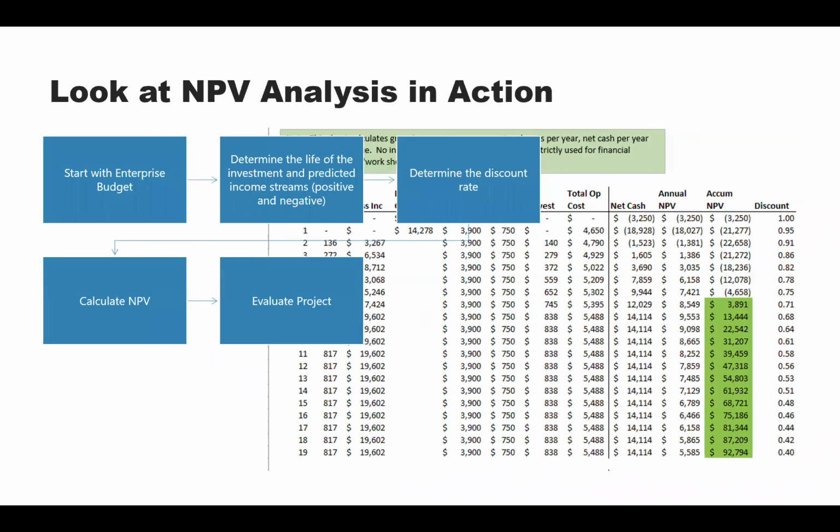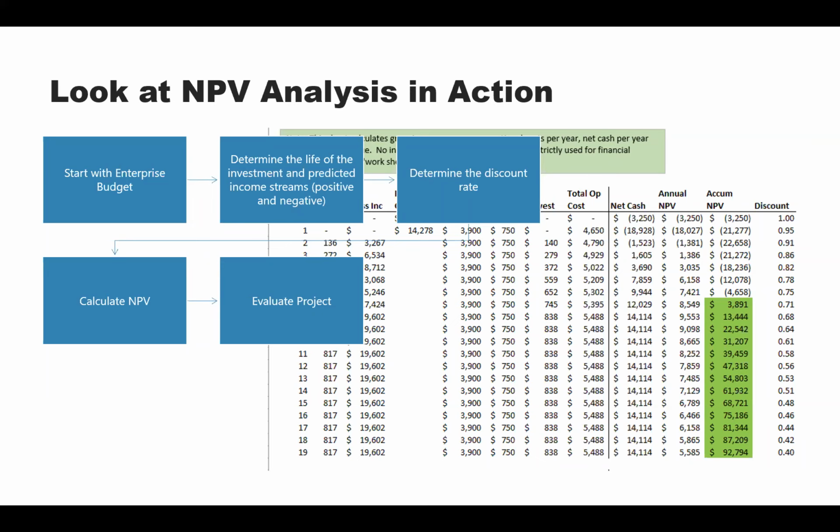So let's look at a net present value analysis in action. So if you were going to use net present value on your farm, the first thing you would do is start with an enterprise budget, and then you would determine the life of the investment and the predicted income streams, both positive and negative. So if you're putting in an orchard, you might have negative income stream the first few years, right? You're putting money in, but you're not getting any revenue back. So not every income stream from an investment is going to be positive right away.